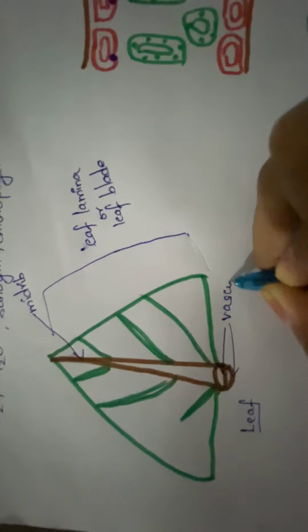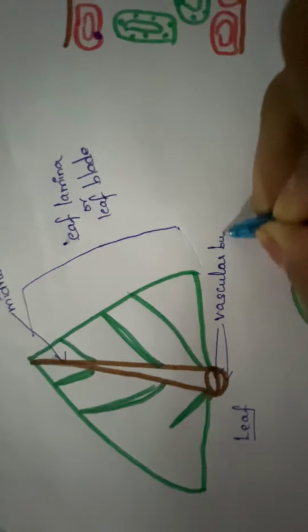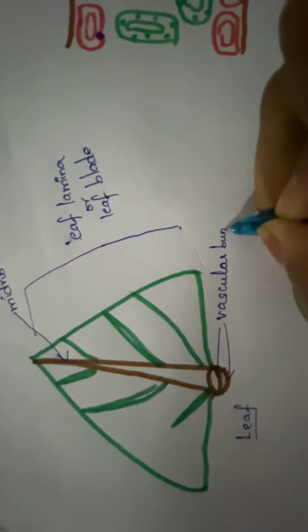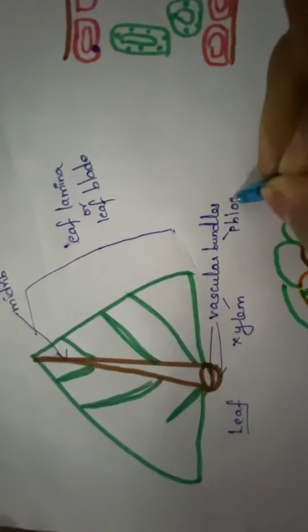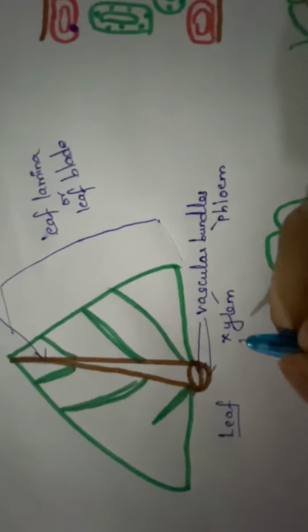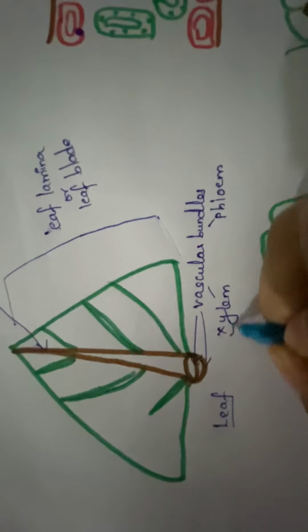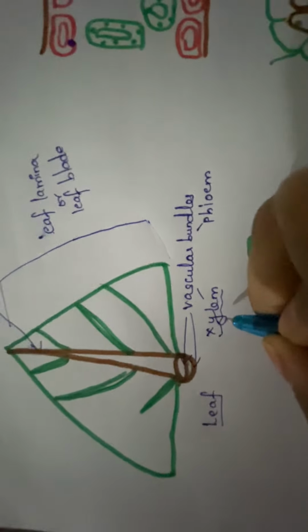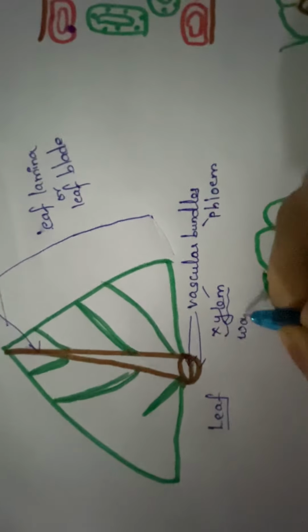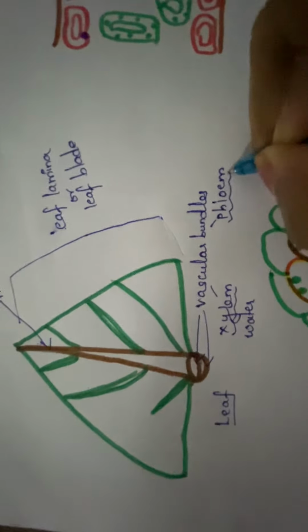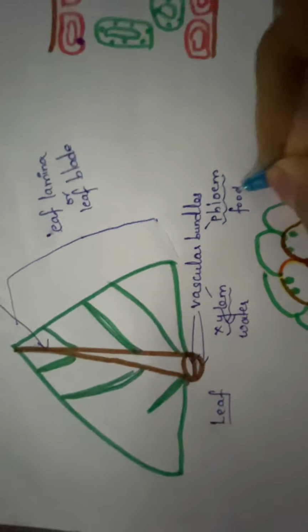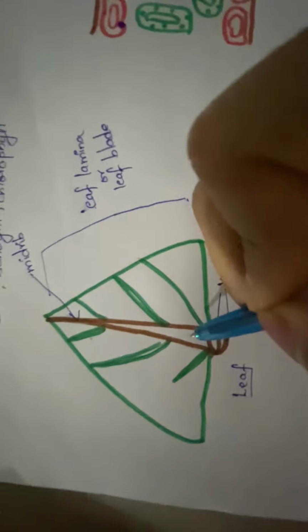Now here children, you should know that this midrib has vascular bundles. What are these vascular bundles? Xylem and phloem. Why are these vascular bundles present? As you remember, you have studied in class 9th also. Xylem is the tissue meant for conduction of water, and phloem is meant for conduction of food. So we all know that food is synthesized in the leaf.